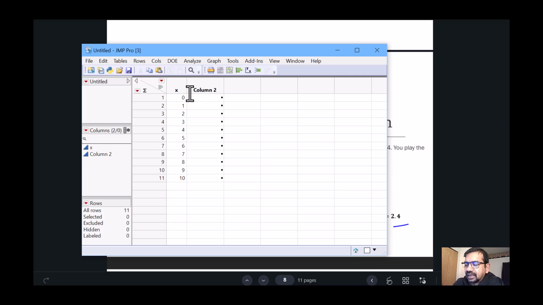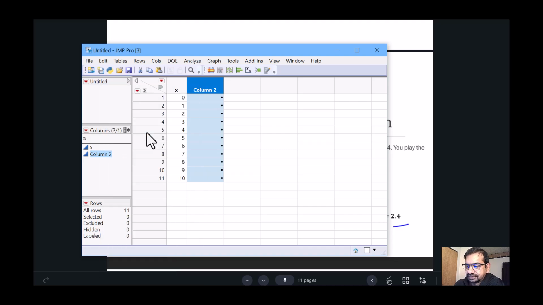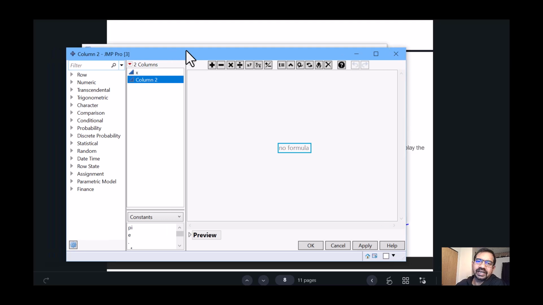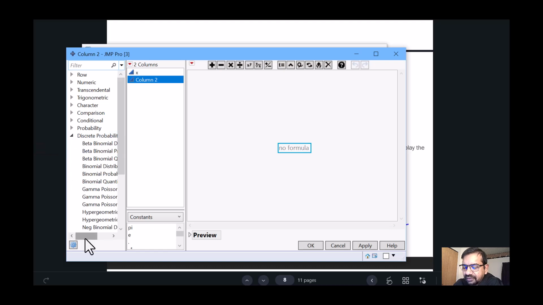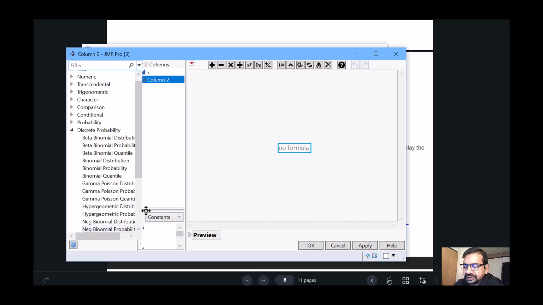So we right click on the column that we just created. We click on formula. And JMP has a variety of formulas that have been used to create columns. We are interested in probability, specifically discrete probability. So we'll click on discrete, and we're interested in a binomial distribution.